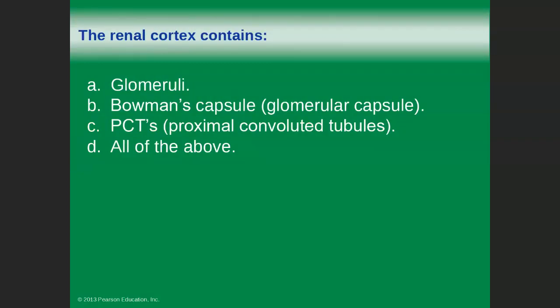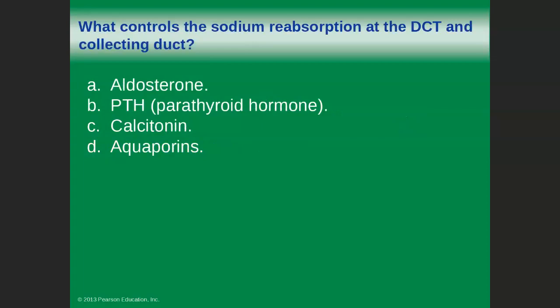The renal cortex, I think we already talked about that one. It contains glomeruli, Bowman's capsule, and proximal tubules, all three of these. What controls the sodium reabsorption of the distal tubule and collecting duct? Aldosterone. Remember, aquaporins are in the collecting ducts.